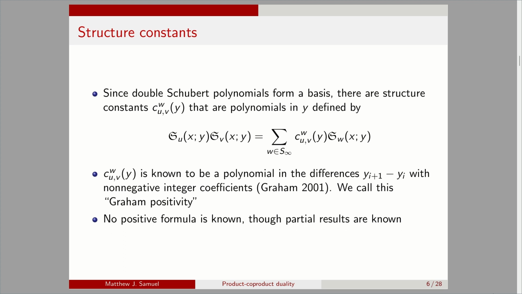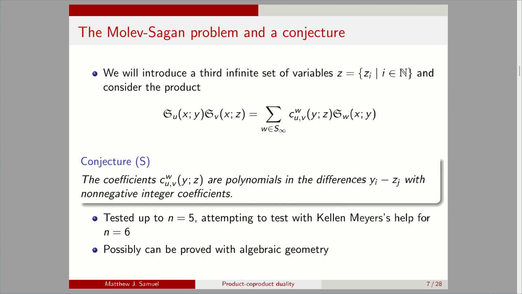However, no positive formula is known, although some partial results are known. Now I'm going to introduce a new set of coefficients by introducing a third infinite set of variables z, which are very similar to x and y. They're just z_i indexed by positive integers. We consider the mixed product S_u of x, y times S_v of x, z. Now we can expand this in terms of the basis, and the coefficient of S_w of x, y is c_{uv}^w of y, z. This is the definition of c_{uv}^w of y, z. We call this the Molev-Sagan coefficient.